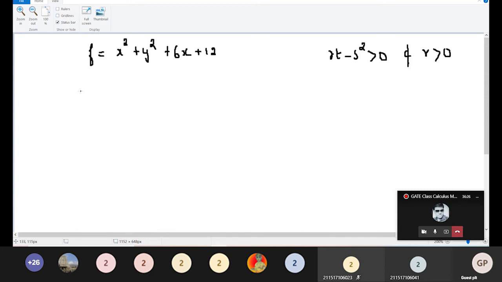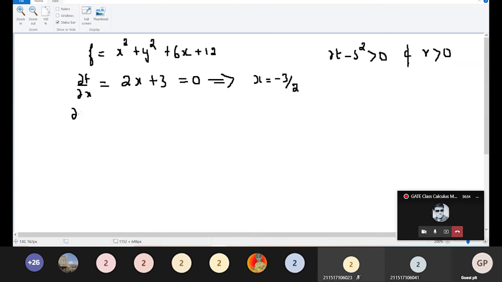How to find the point? That is called a stationary point. So first we need dou f by dou x. What is dou f by dou x in this problem? 2x differentiating with respect to x partially plus 3. So we have to take this as 0. So what is the x value? Minus 3 by 2.